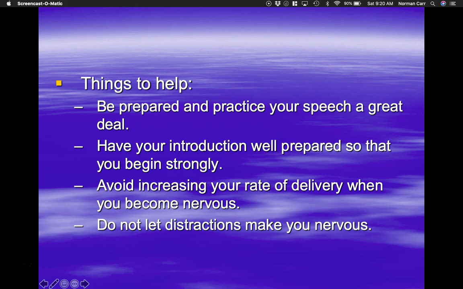Don't let distractions make you nervous. If you are talking and somebody's cell phone makes a ding, don't let it get you nervous. Don't let it get you angry. If something's ringing, just stop what you're doing, let that finish, and then continue on. If you're giving a speech and something comes over the intercom, don't worry about it. Just stop, let the message happen, and then go back to delivering your speech.